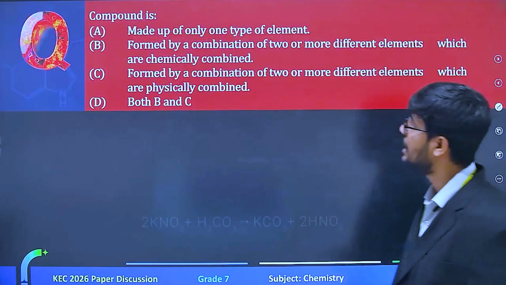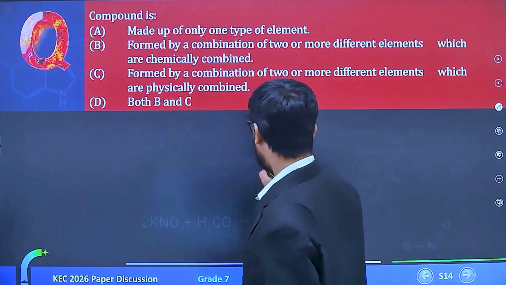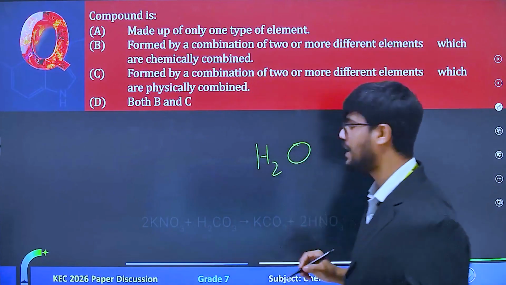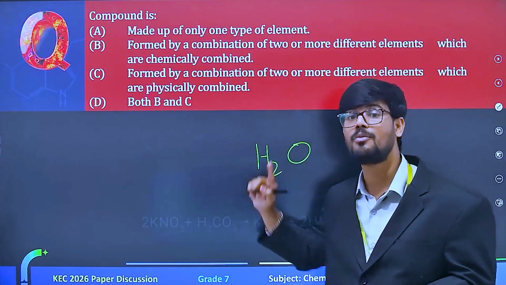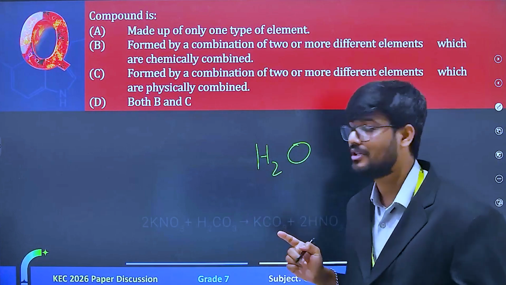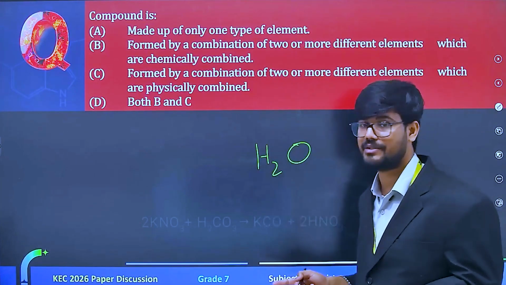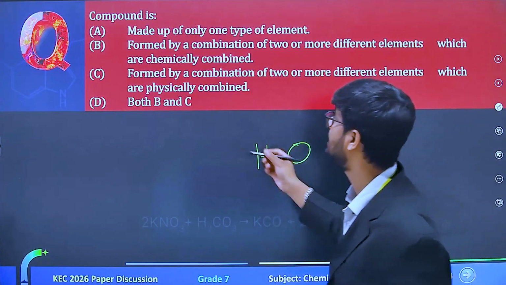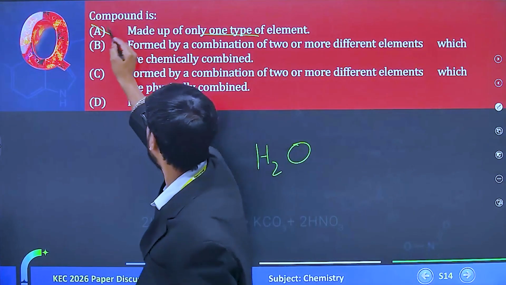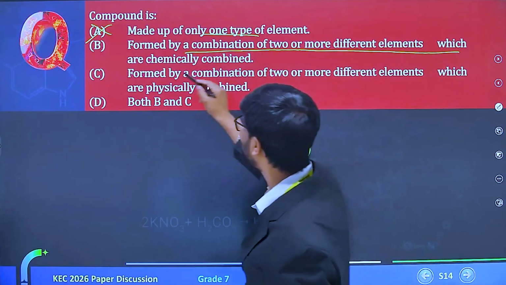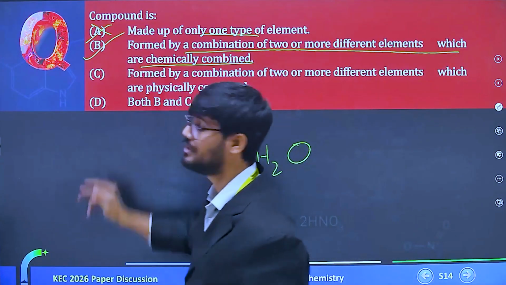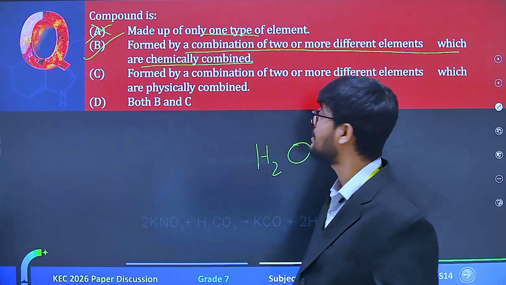Next. A compound is like H2O. It is chemically combined, two or more than two types of elements. Only one type, wrong. Formed by a combination of two or more different elements which are chemically combined. Yes. B is the correct answer here.